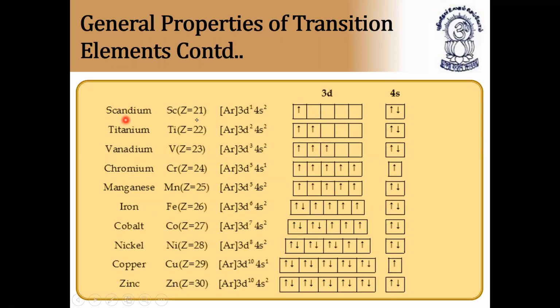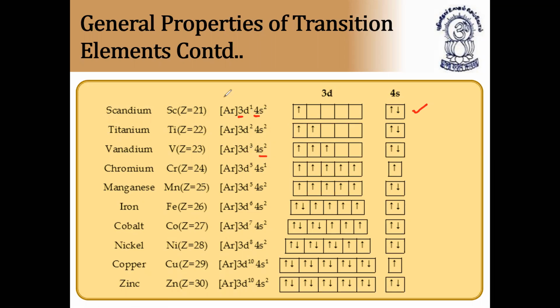So scandium has the configuration argon 3d1 4s2. Here n is equal to 4, so n-1 becomes 3. So 3d1 4s2, with two electrons in the s orbital. Titanium is 3d2 4s2, vanadium is 3d3 4s2.